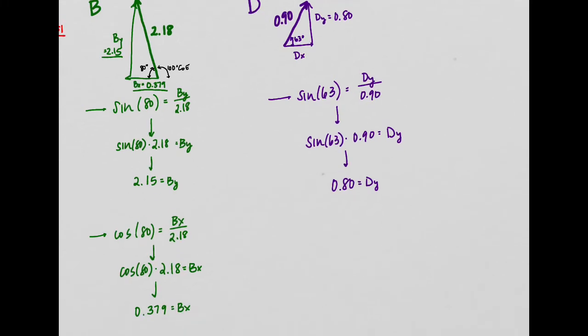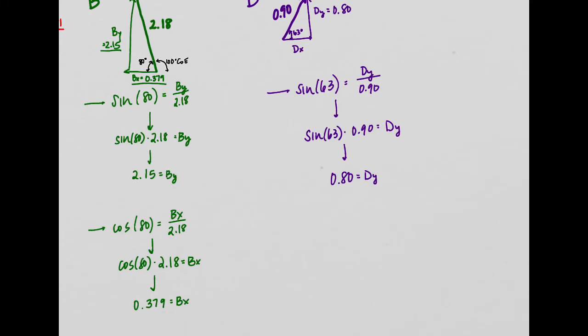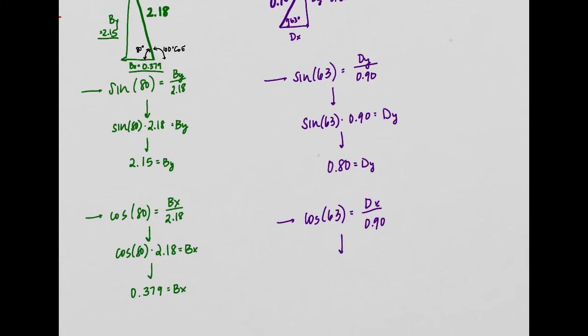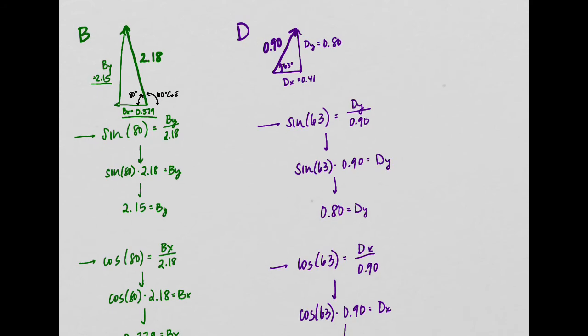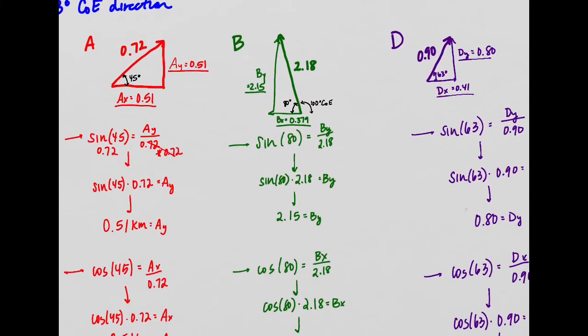Solve for DX in the same way that we've been doing this so far. We have cosine of our theta, which is 63, equal to the adjacent, which is DX, over the hypotenuse, which is 0.90. When we rearrange and solve for all of this, I find that DX equals 0.41 kilometers. Okay, so now we have all of our vertical and all of our horizontal components.